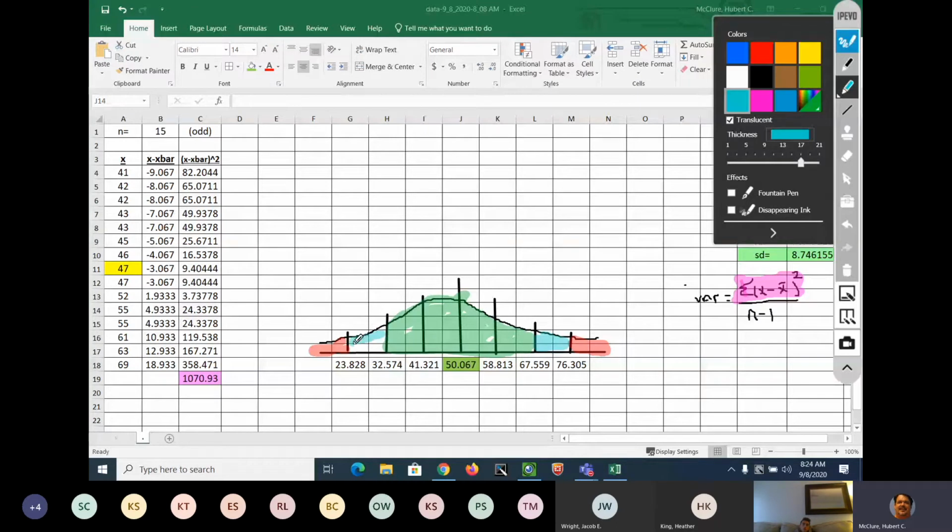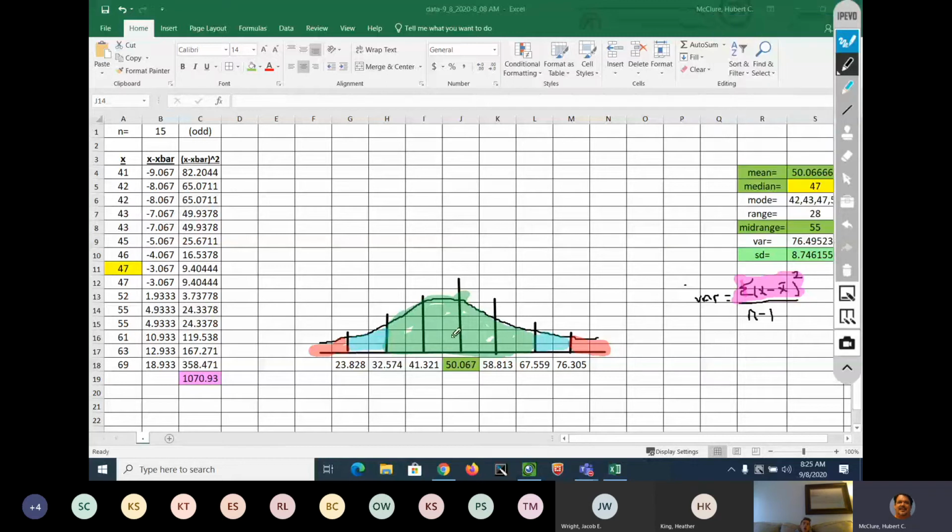And of course, you know the percentages. You should know them by heart by now. 34, 34, 13.5, 13.5, then 2.35, 0.15, 2.35, 0.15. Now let's do the 5-number summary.